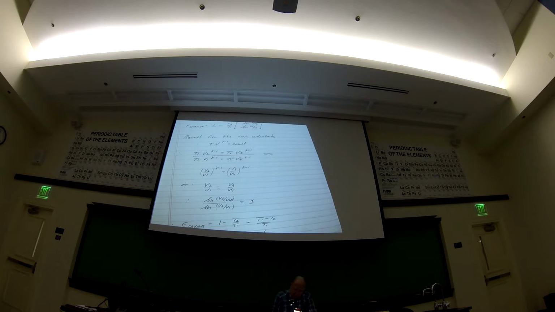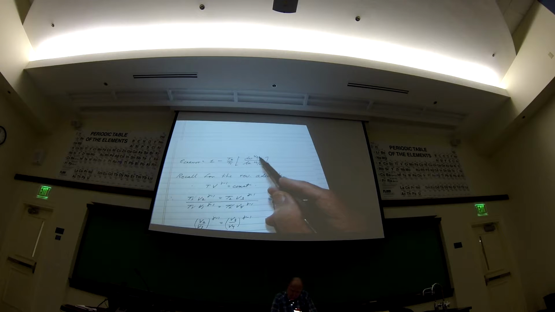Well, if those powers are equal, then so are the arguments. And so V2 over V1 is V3 over V4. Therefore, we come back up here and look at this: V3 over V4 and V2 over V1 are the same. This in brackets is.